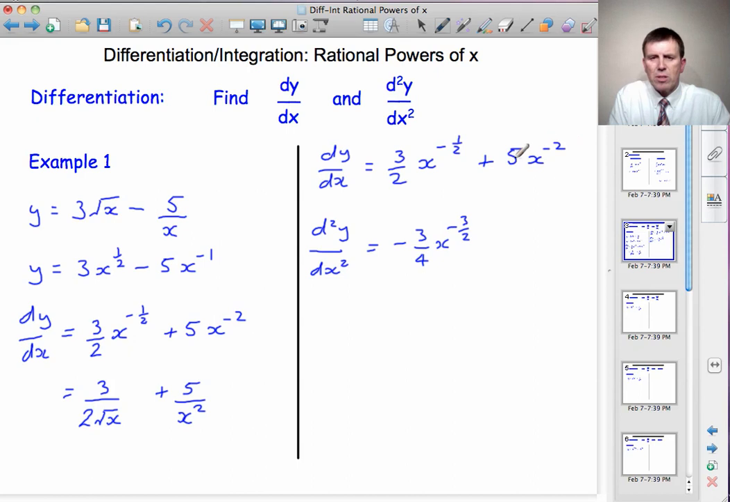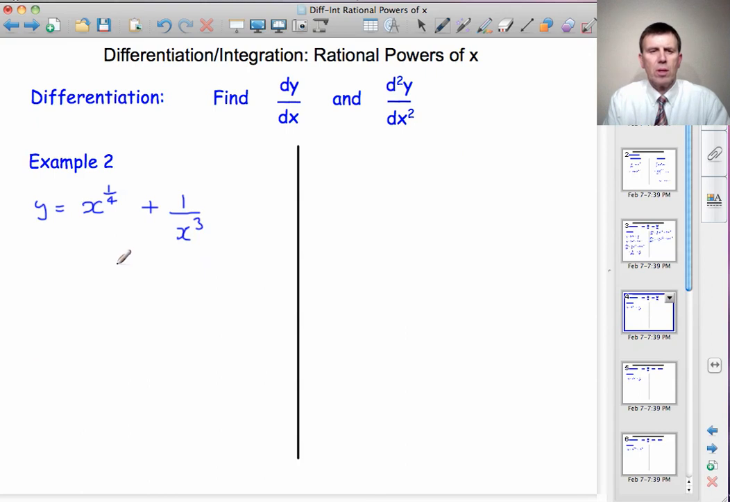Next term, minus 2 times plus 5 is minus 10. And 1 less than minus 2 is minus 3, so it becomes x to the power minus 3. And there's really no point in trying to write that in any other format, because x to the power minus 3 over 2 doesn't get any more friendly if we put it in a denominator. So what can we see is happening? Well, if we differentiate a negative power, notice how we get a sign change in the term. Both of these have gone from positive terms to negative terms because the powers we were differentiating were negative. And that concludes example 1.